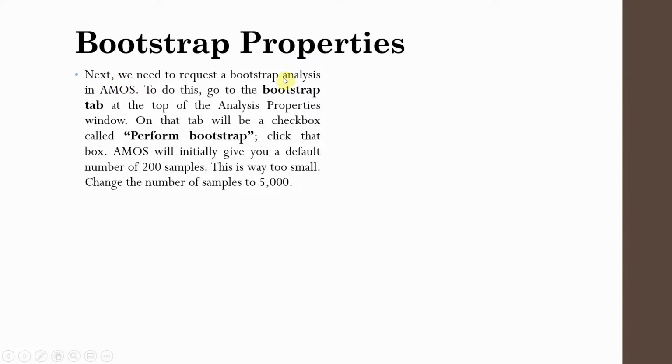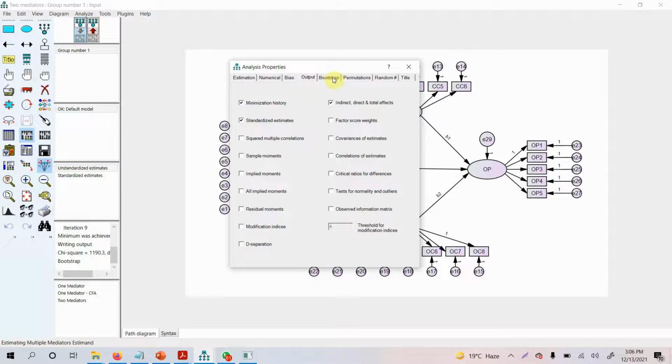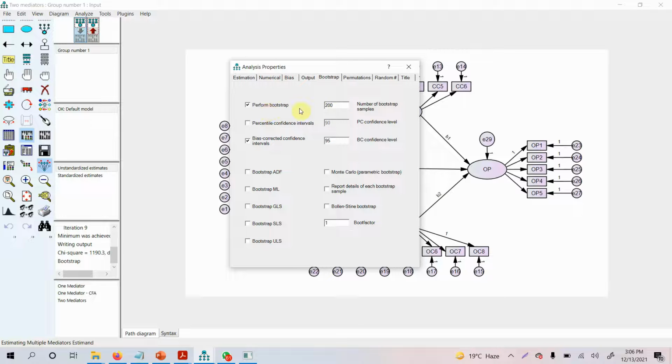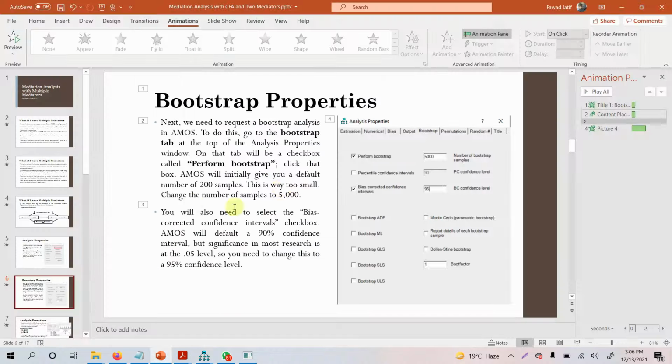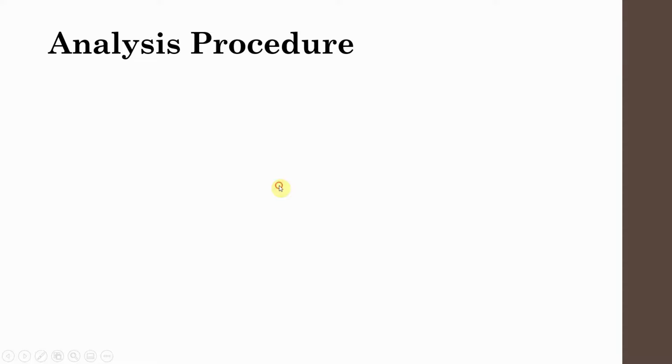Next, we need to request a bootstrap analysis in AMOS. To do this, we have to go to the Bootstrap tab. This is your output. The next is Bootstrap. In this case, I will select Perform Bootstrap and I will keep it to 200 for the sake of this video. Bias corrected confidence interval, by default this is 90. I'm going to keep it to 95. Now moving on.